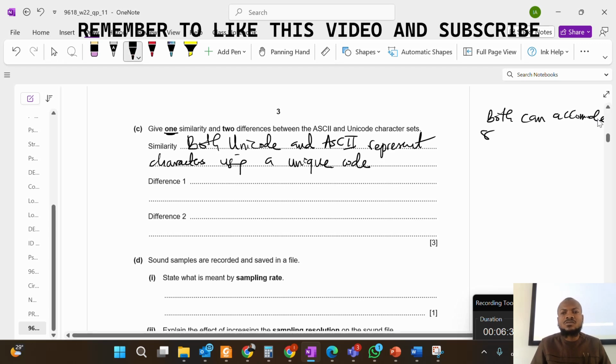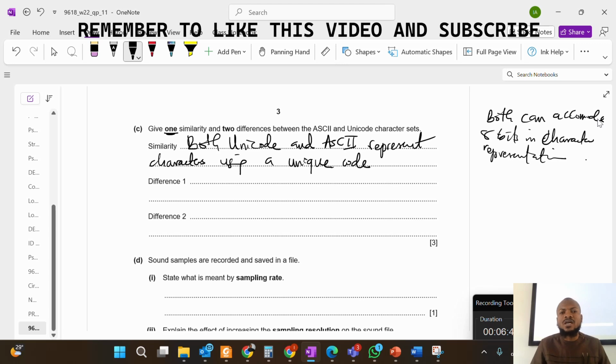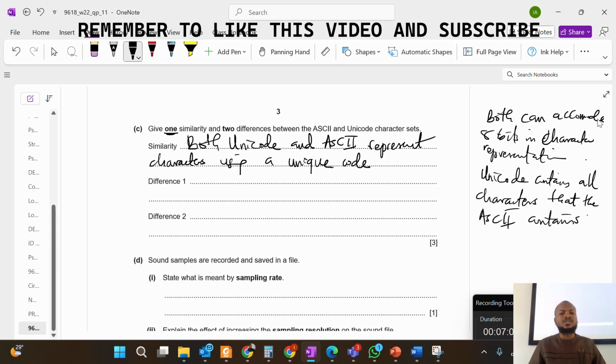You can also write that both can accommodate 8 bits in character representation. You can also write that Unicode contains all characters that the ASCII contains. Is this understood? So you can also write that.